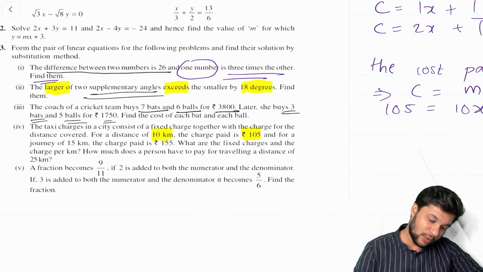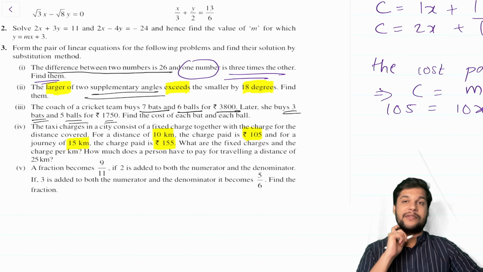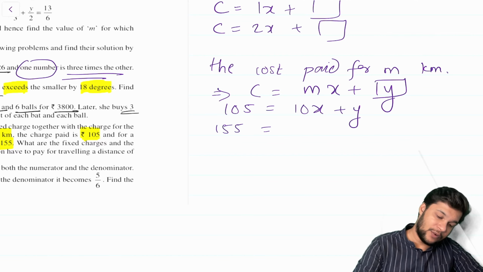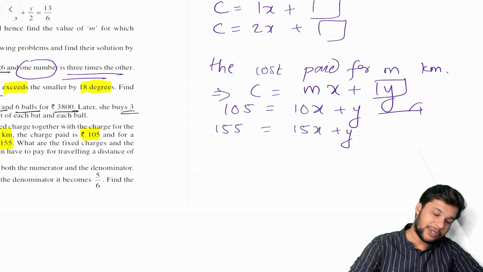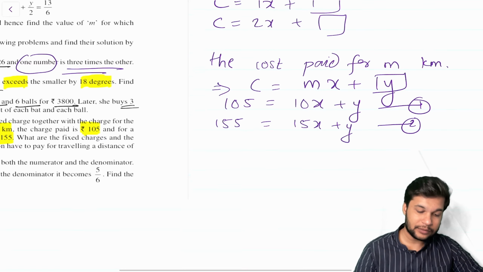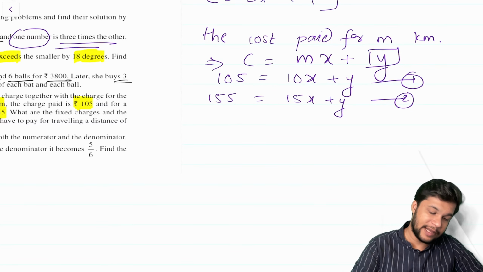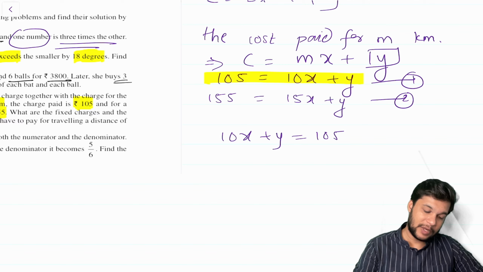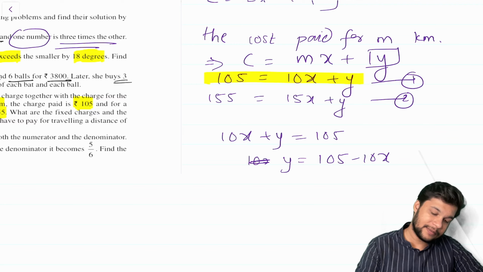सेकेंड इसमें बोला है फॉर अ जर्नी ऑफ 15 किलोमीटर कॉस्ट पेड इज 155. तो ये हो गया आपका 155 इक्वल टू 15x प्लस वाई. ठीक है, तो ये है आपके पास इक्वेशन 1, ये है आपके पास इक्वेशन 2. सो व्हाट विल हैपन ना, आप दोनों में से कोई भी एक इक्वेशन को अज्यूम करिए. मैंने अज्यूम करा ये वाला इक्वेशन. सो 10x प्लस वाई इक्वल टू 105, y इक्वल टू 105 माइनस 10x.